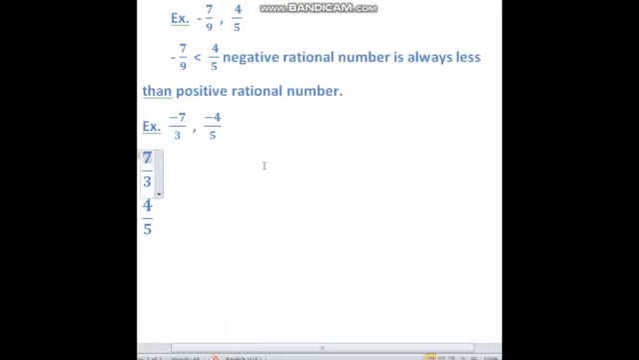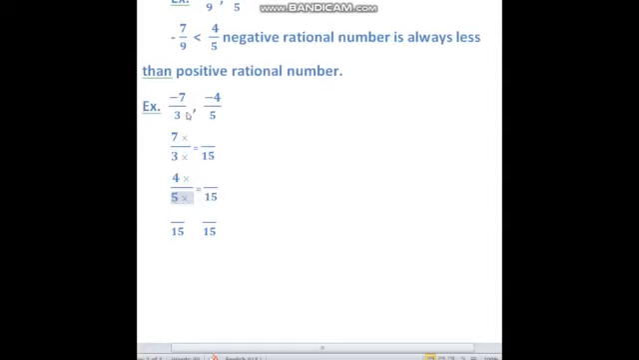It will be like this: 7 upon 3 multiplied by something, and we need the denominator as 15 here. Exactly the same here in another rational number, that is 4 upon 5, and here in the denominator we need 15. In both cases we need 15.